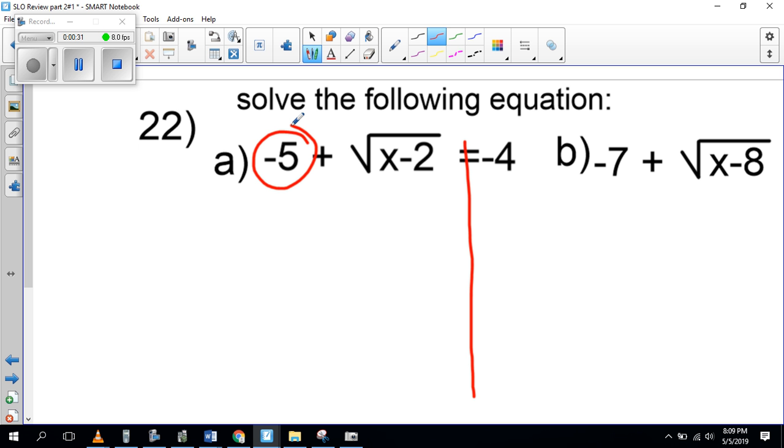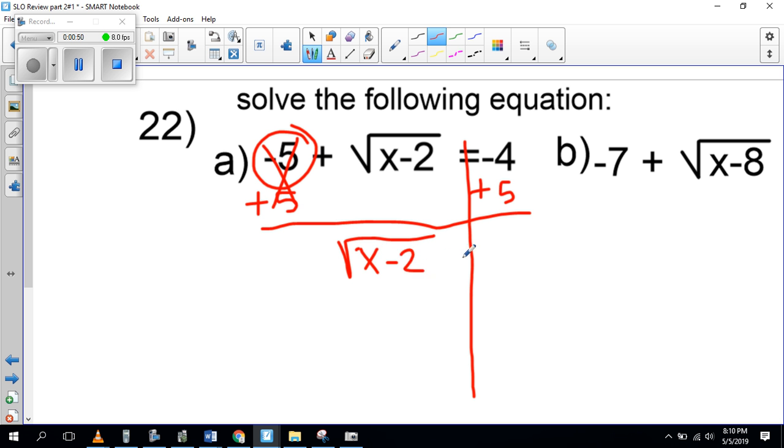So what is the inverse, the opposite, of minus 5? Adding 5. Okay? So I add 5 to both sides. Remember, whatever you do to one side, you have to do to the other. This cancels out. I'm left with the square root of x minus 2 and negative 4 plus 5. That's going to give us a 1. So now I've got the square root of x minus 2 equals 1.